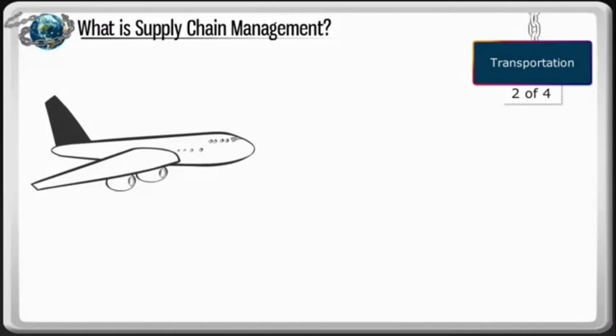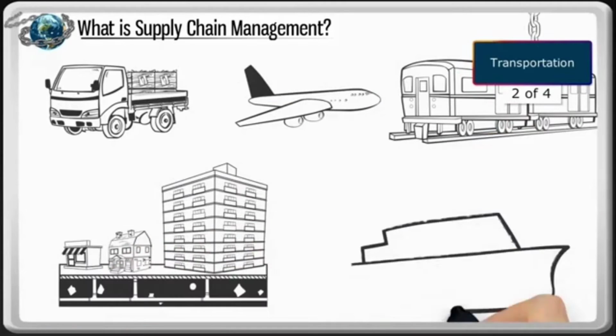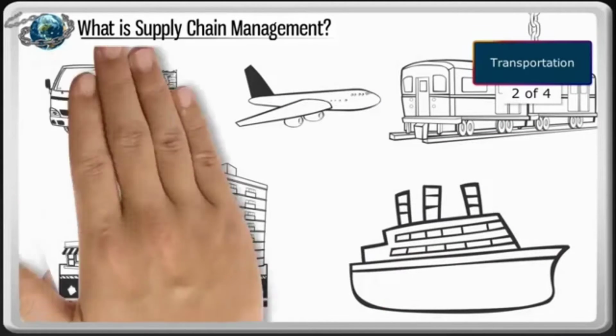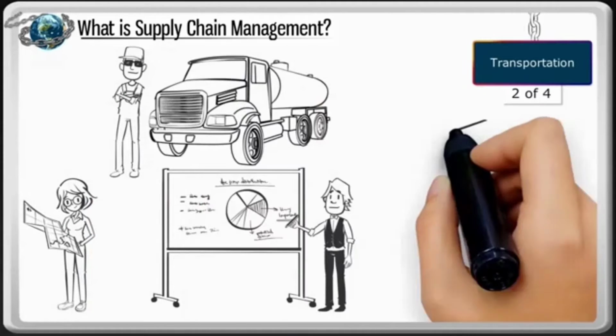Transportation moves products within the chain of supply using different modes of transportation, including trucks, air, rail, pipelines, or ships. Jobs within transportation include planners, schedulers, truck drivers, and pilots.